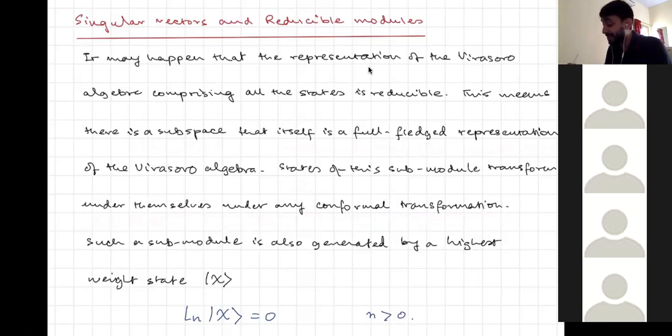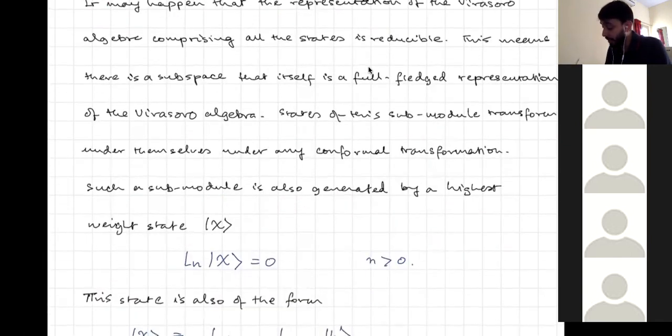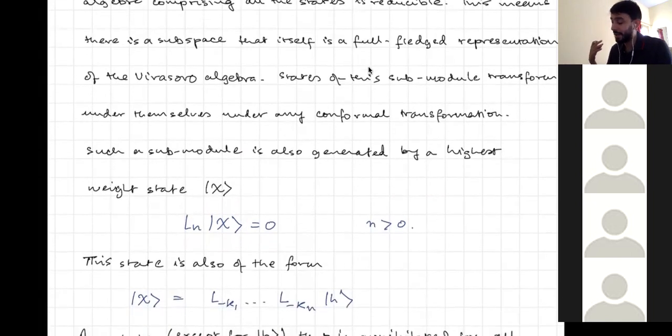What will happen is that such a submodule is going to be generated also by a highest weight state chi. So L_n acting on chi will have to be equal to 0 for n greater than 0. But remember, this state is not the highest weight state that you started off with. So it's also a descendant of some particular highest weight state. So it has to be primary, but it also has to be a secondary state at the same time. We will see examples of this, but let's see what happens with this.